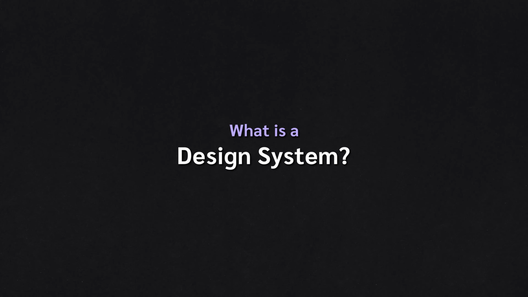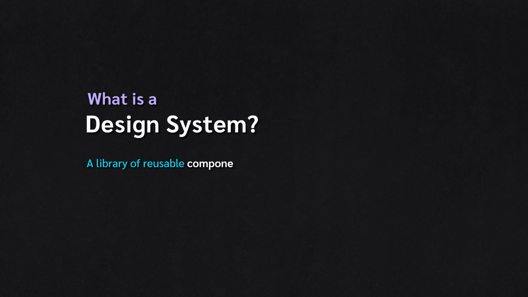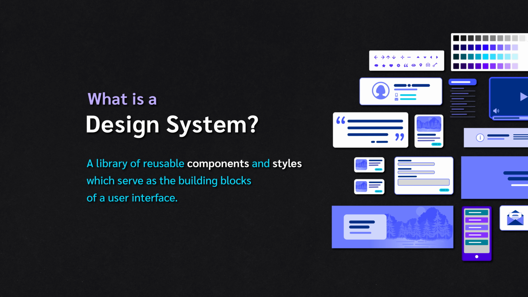What is a design system? A design system is a library of reusable components and styles which serve as the building blocks of a user interface.